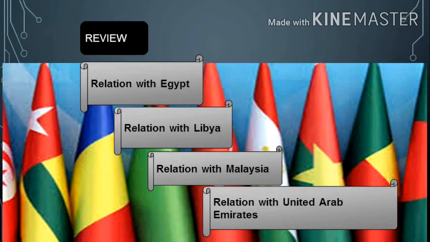Let's have a short review of what we have learned. The third topic is relations with Egypt, relations with Libya, relation with Malaysia, relation with UAE, and I will summarize this: we have very good friendly relations with these countries. They also supported Pakistan in different fields and different wars as well, and Pakistan also supported those countries in difficult wars, in difficult times as well.